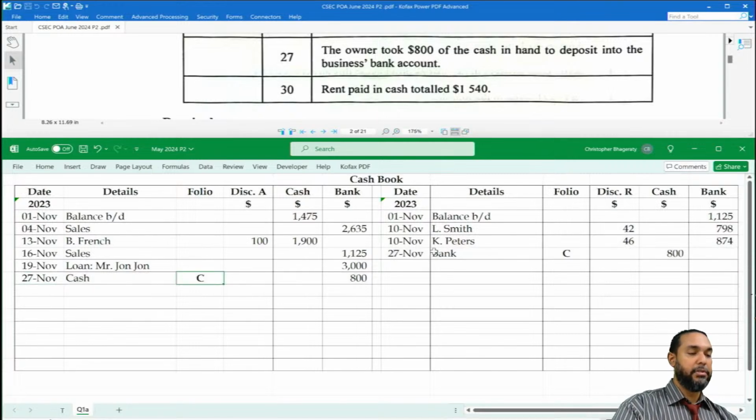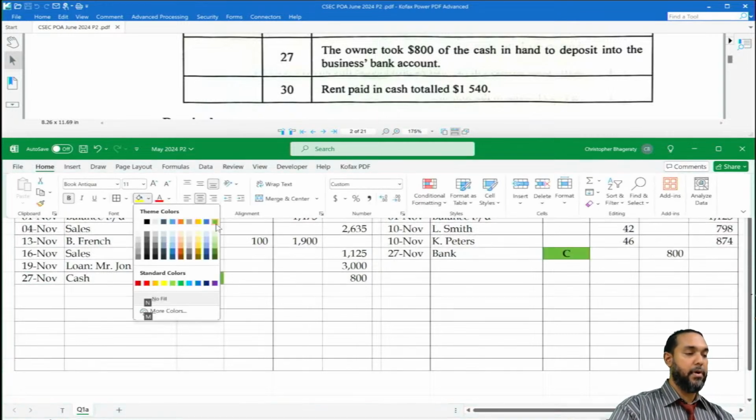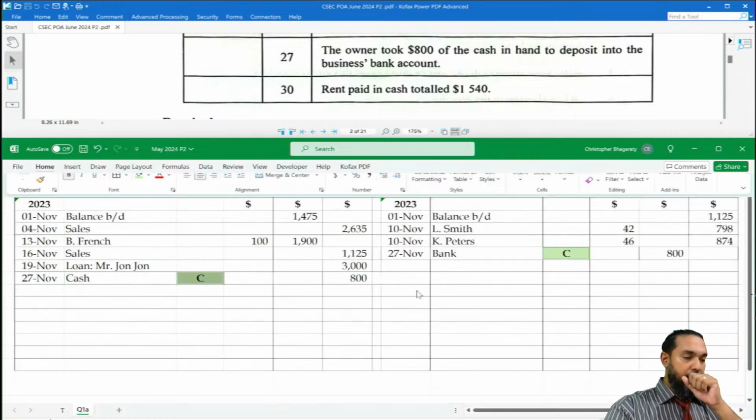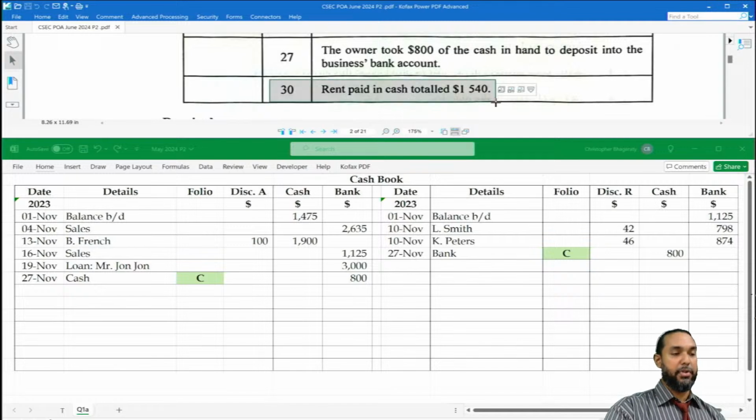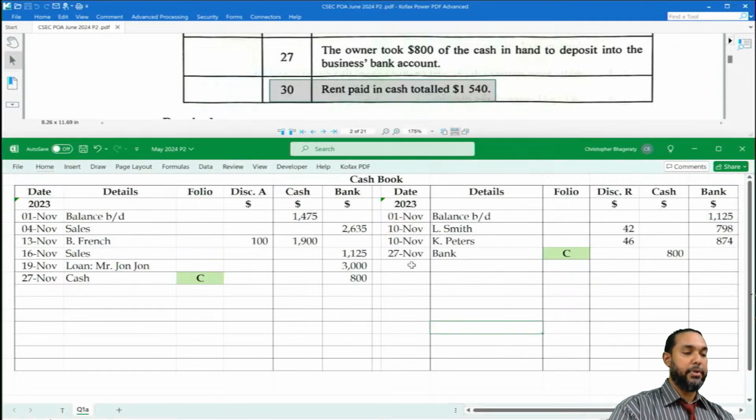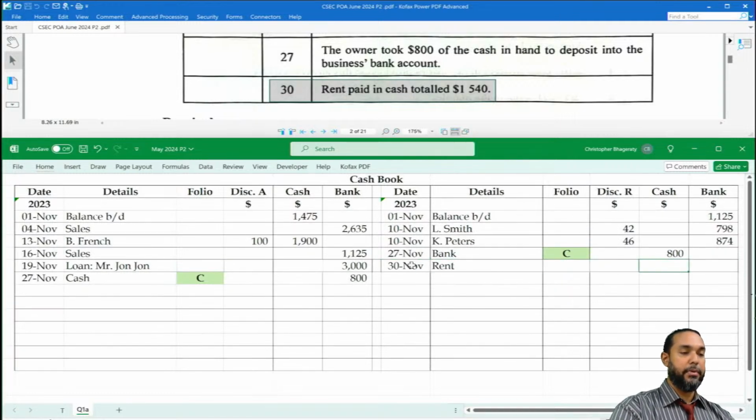So we'll put on a little color. And last but not least, the rent paid in cash total 1540. Okay, cool. So on the 30th of November, we paid rent in cash, 1,540.